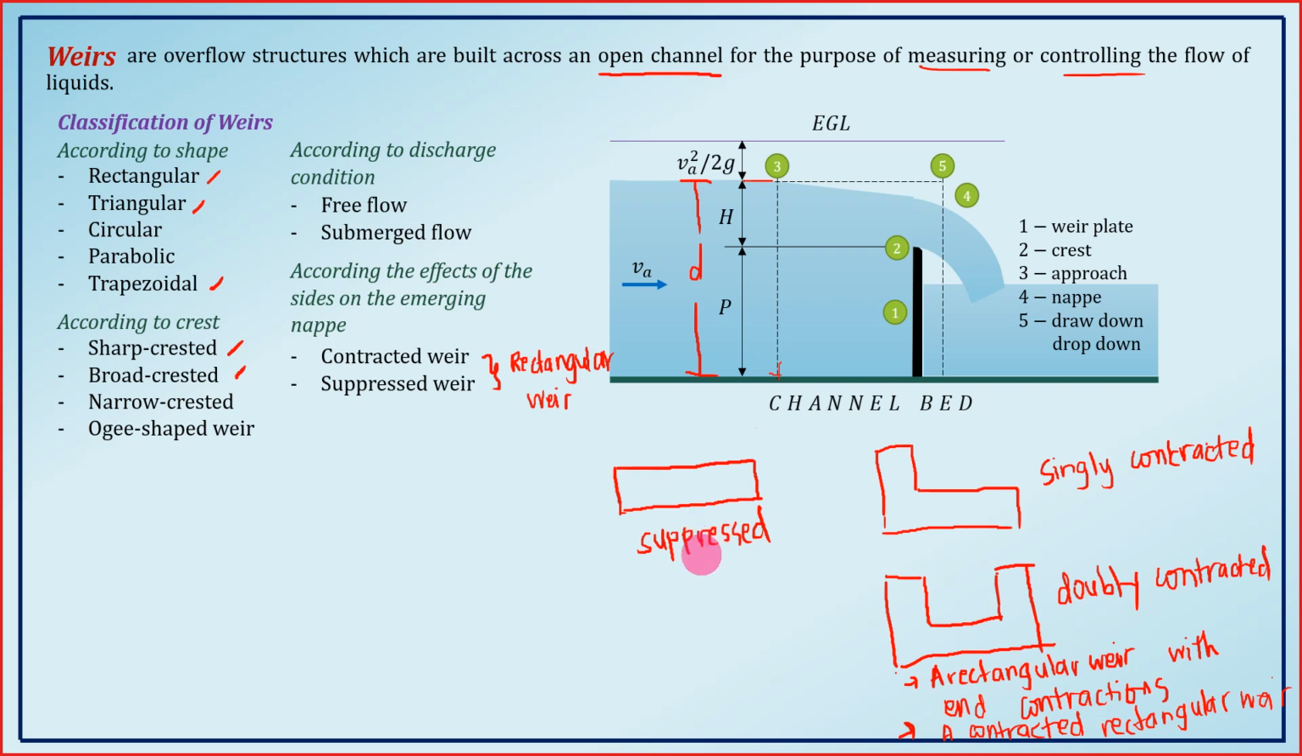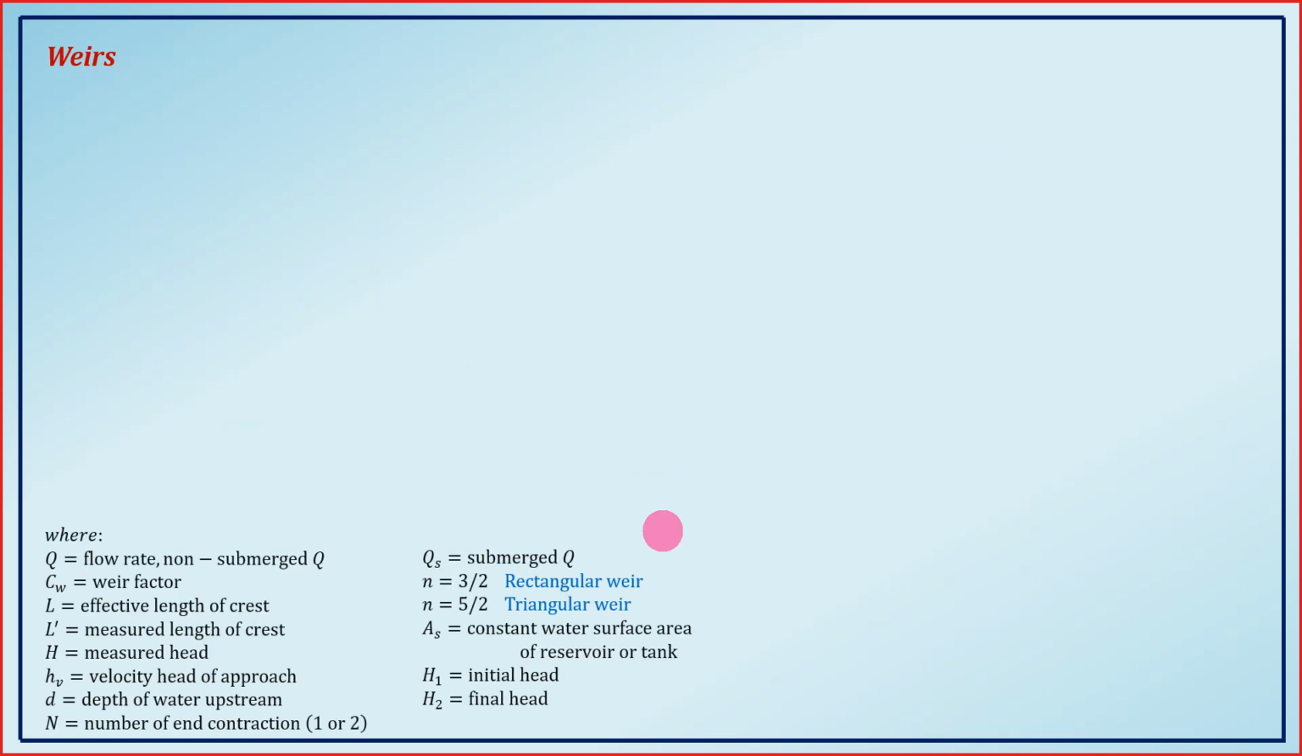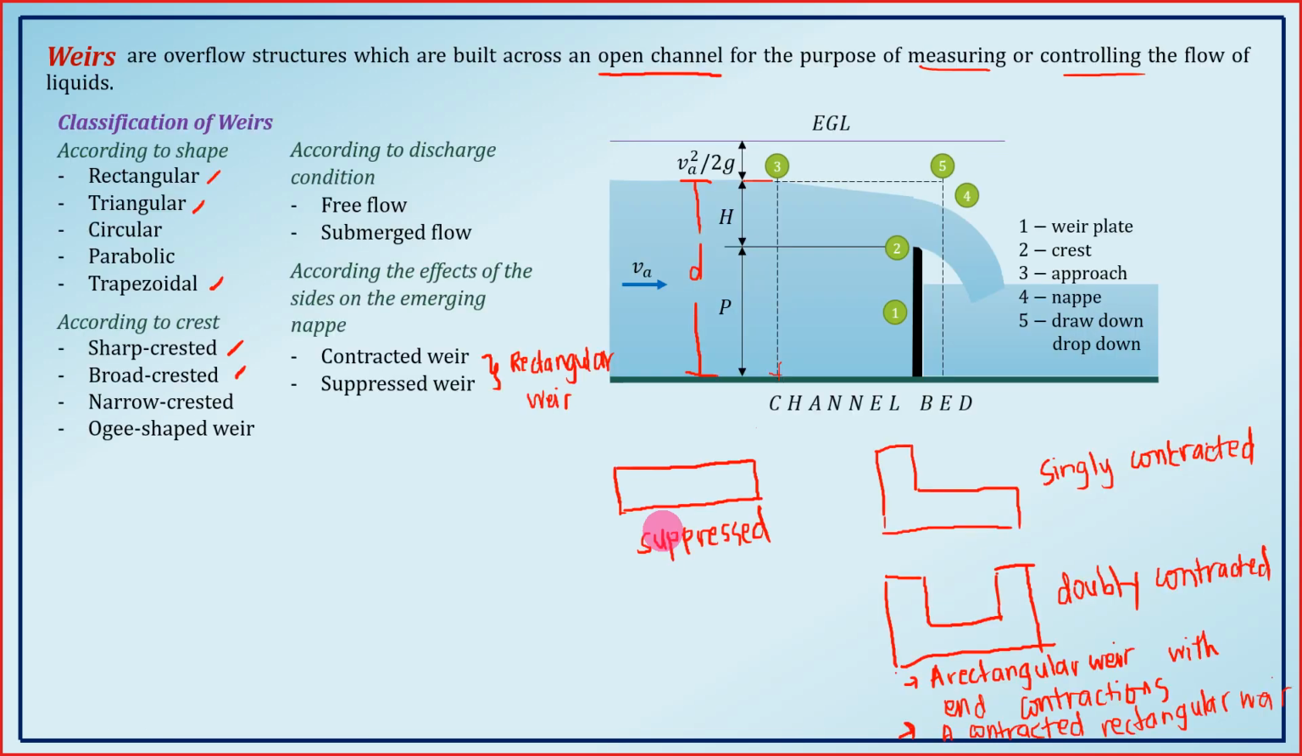Then, for the suppressed, sasabihin din niya kung suppressed siya. So, rectangular suppressed weir. Okay? Ayan. So, yan lang naman about the classifications of our weirs. Balik tayo. So, we can now proceed to the equations used to calculate the flow rate in our weirs.